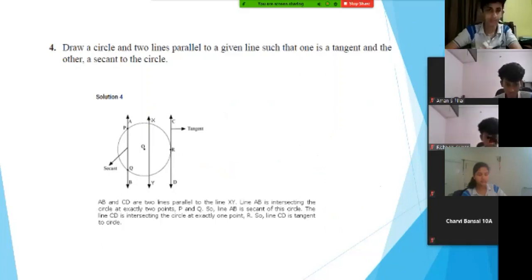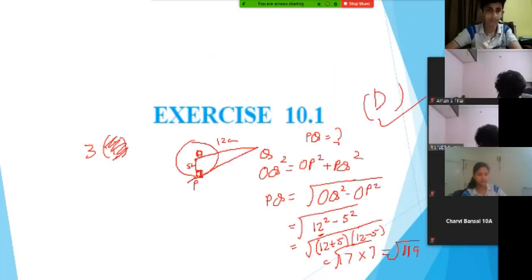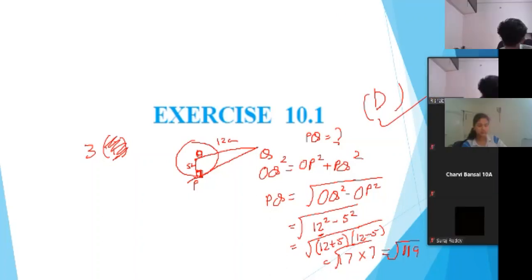Draw a circle and 2 lines parallel to a given line such that one is a tangent and the other is a secant. Do it. I'll not show you. And that would be the last for us today. So actually there is nothing called homework for you all. This is the time, children, when you can do your reference book work. Take up maths at least 1 to 2 hours a day.